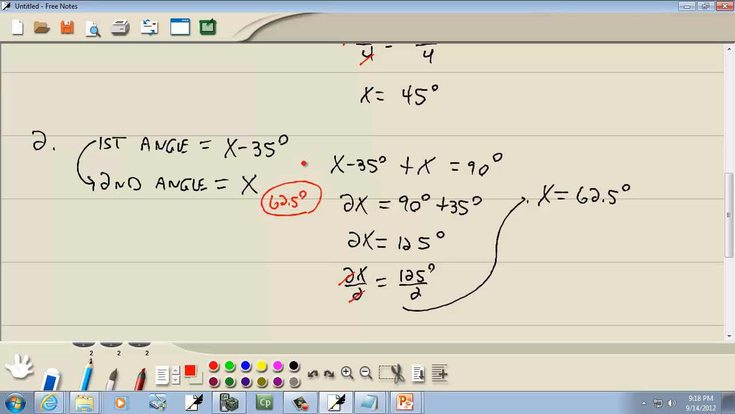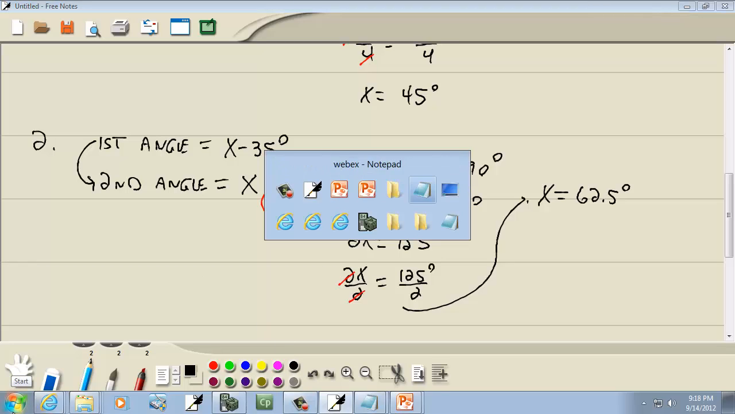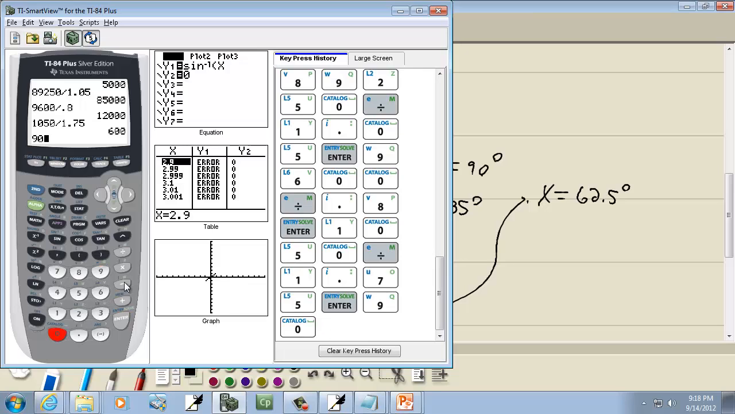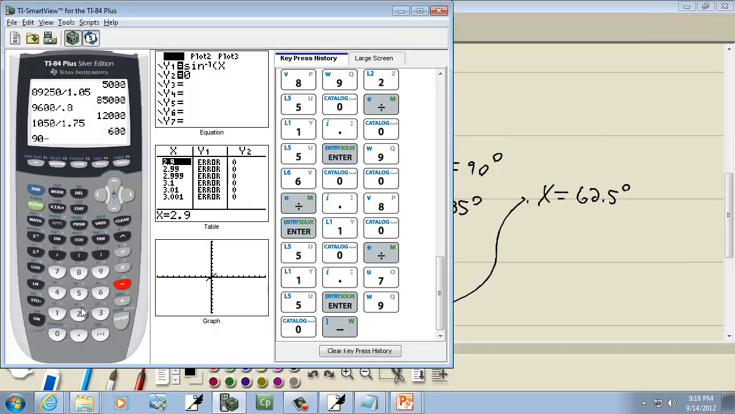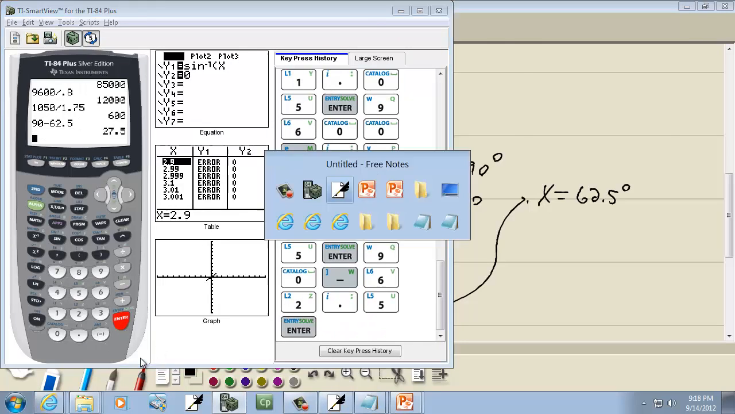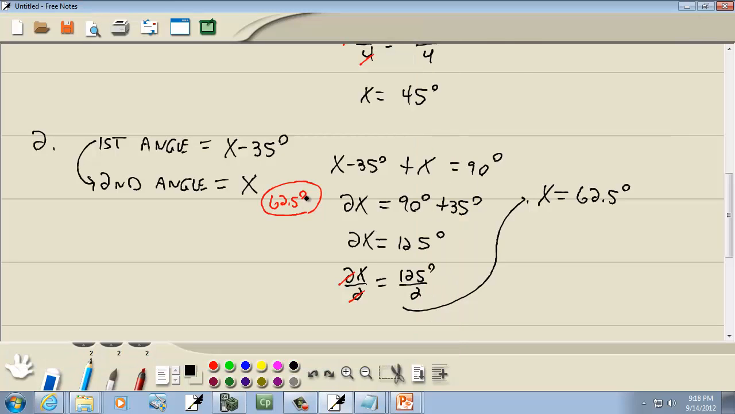Now total they add up to 90 degrees, so the other one will be 90 minus that. So 90 minus 62.5. And that gives us 27.5. So this one is 27.5 degrees. So those would be our two angles.